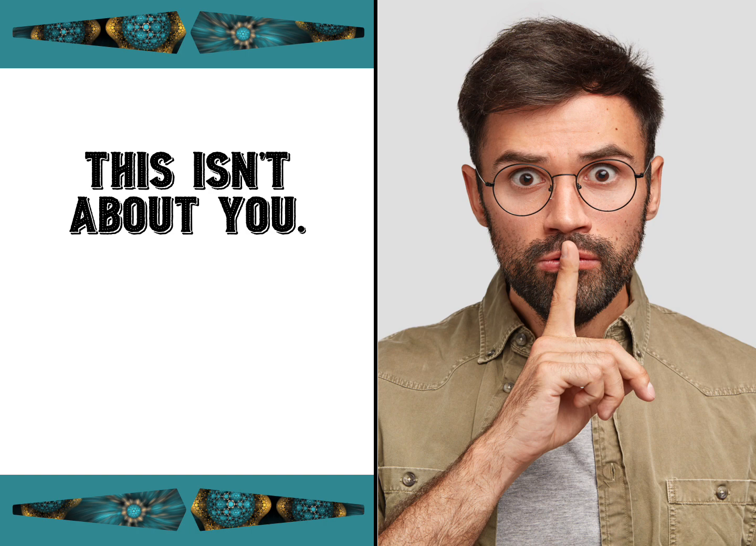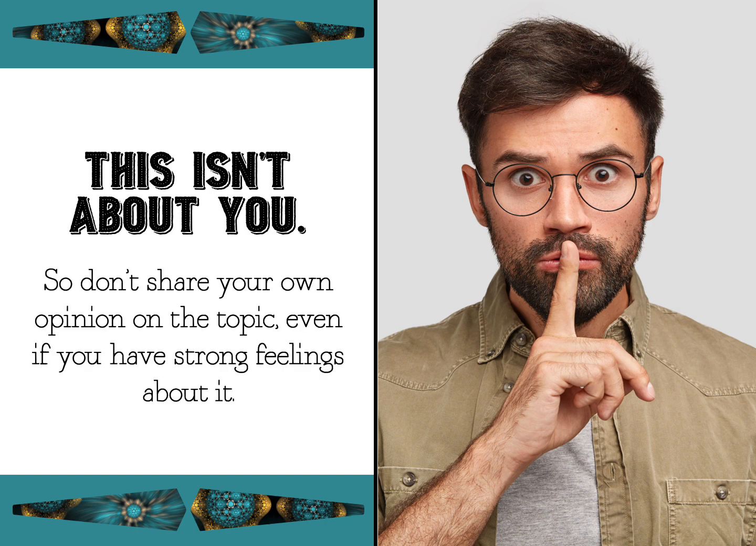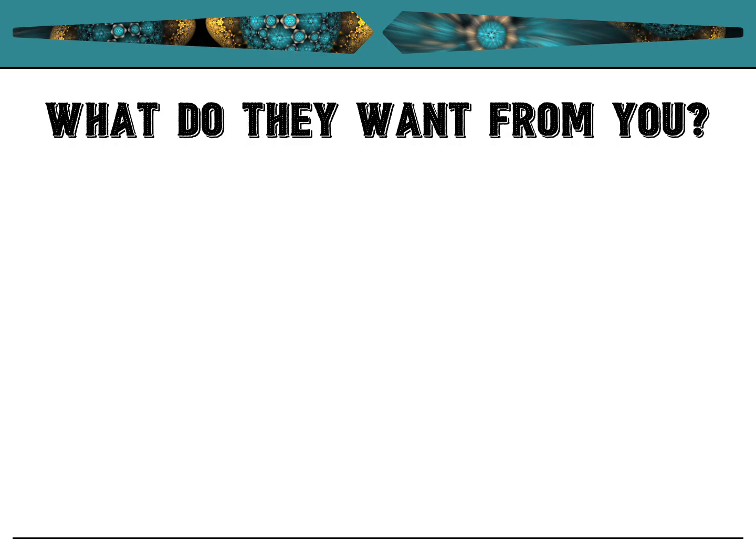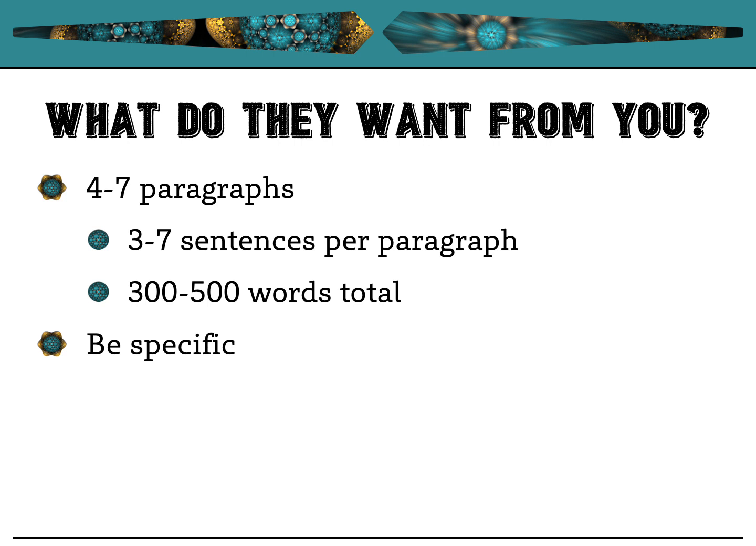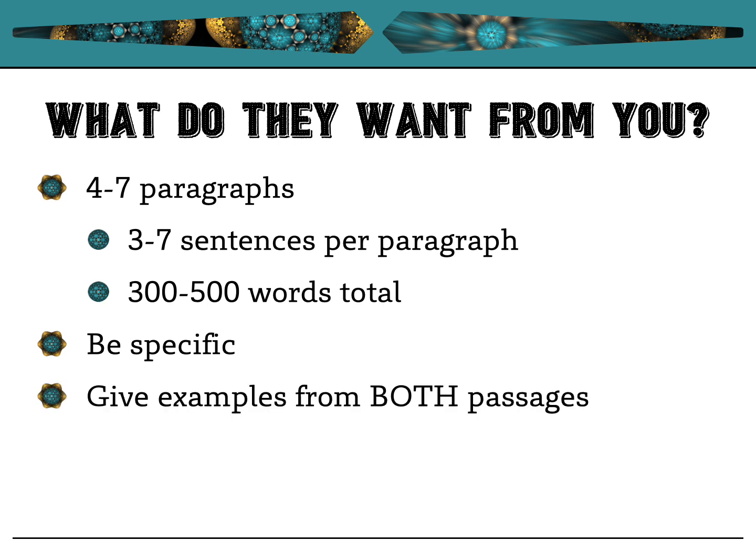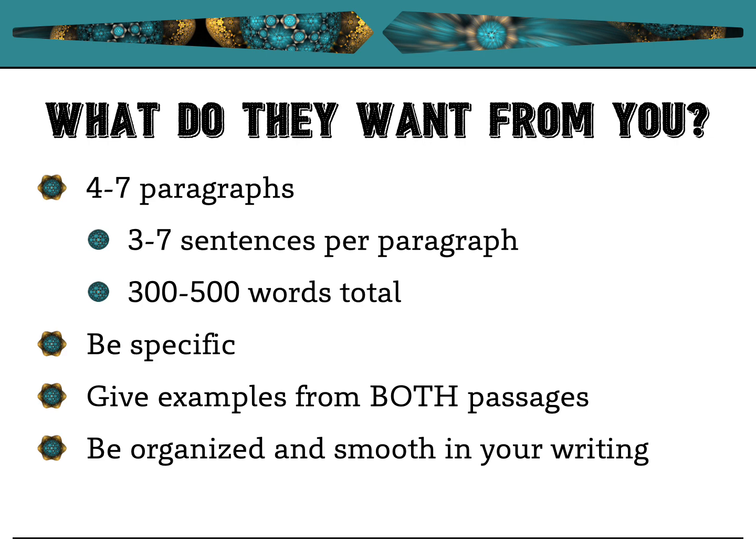So this is not about you. Don't share your own opinion on the topic, even if you have strong feelings about it. They don't care. What do they want from you? They want 4 to 7 paragraphs, 3 to 7 sentences per paragraph, 300 to 500 words total. If you don't write very often, that sounds like a lot, but I promise you, it's actually really easy to write that much. You need to be specific. You need to give examples from both passages and be organized and smooth in your writing. Part of that is you need to use transition words, which we'll talk about later.